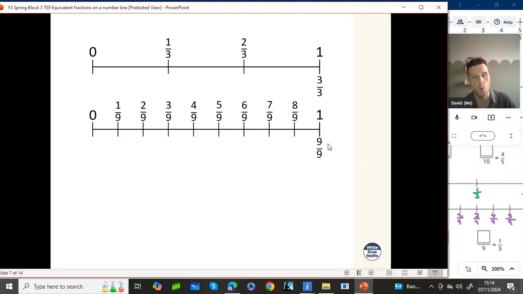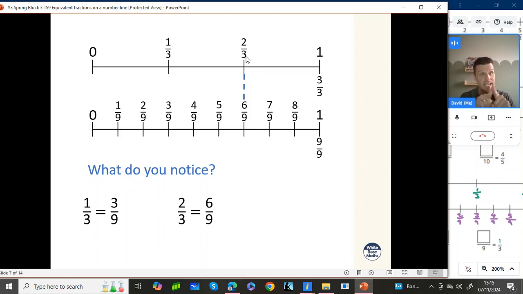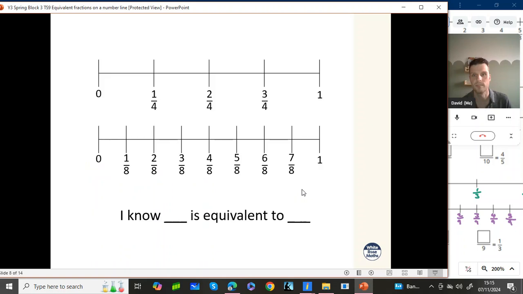Now have a look which fractions are equivalent or equal to. Pause video here and then we'll continue. Okay, so let's have a look which fractions were equivalent. As you can see, 3/9 is equal to 1/3. And 2/3 is equal to 6/9. And 3/3 is equivalent to, sorry, 9/9.